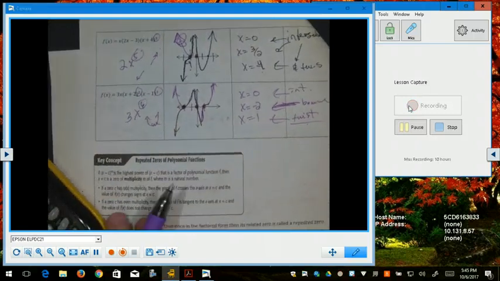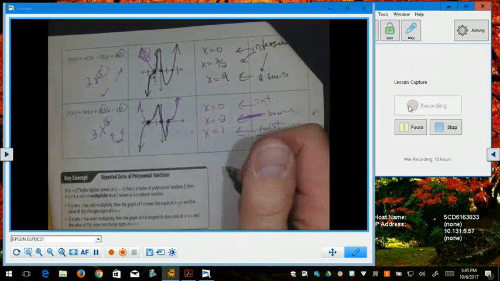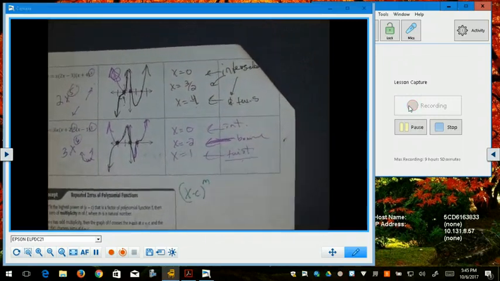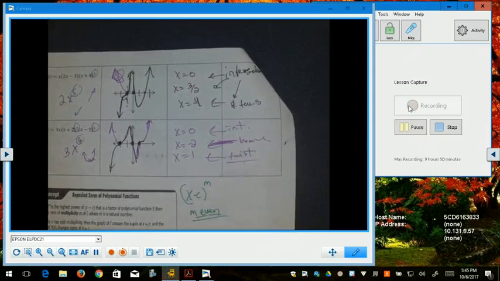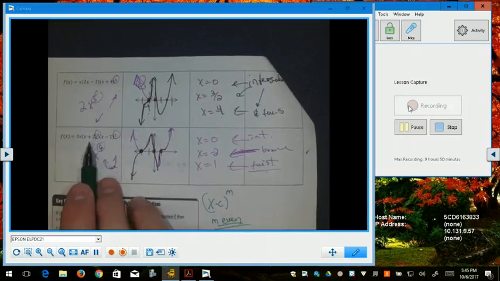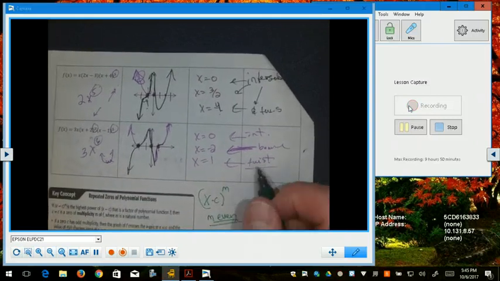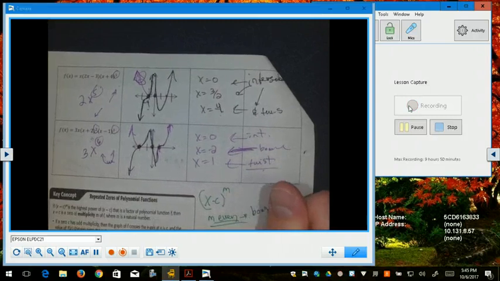So if you read below, it talks about multiplicity. This is directly out of your book. But what you should be able to conclude from this is that when we have multiplicity, a factor that is in the equation more than once, if m is even, like we had here with the squared, or on the other page, if we have two factors leading to the same x-intercept, the graph is going to bounce.